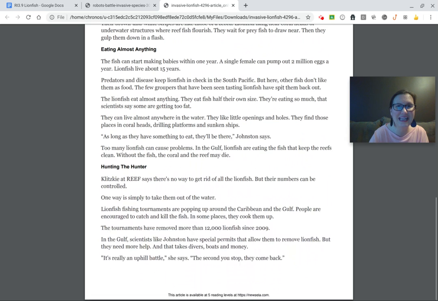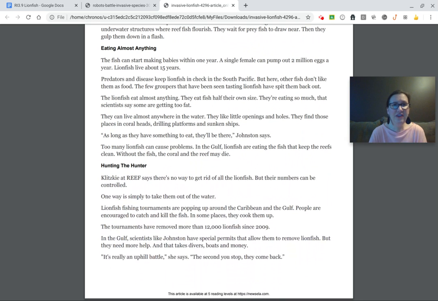Eating almost anything. The fish can start making babies within 1 year. A single female can pump out 2 million eggs a year. Lionfish live about 15 years. Holy cow, that's a lot of lionfish. Whew. Predators and disease keep lionfish in check in the South Pacific. But here, other fish don't like them as food. The few groupers that have been tasting lionfish have spit them back out.